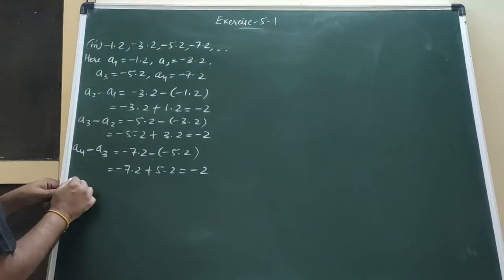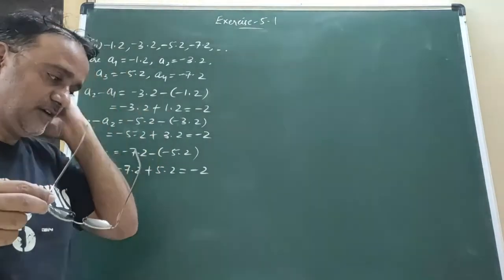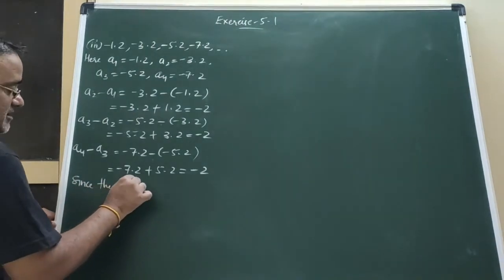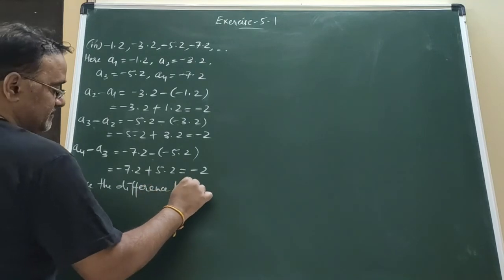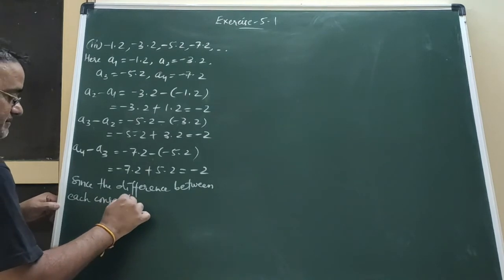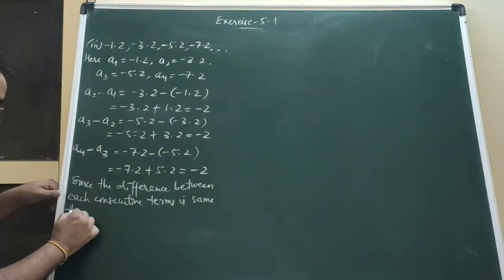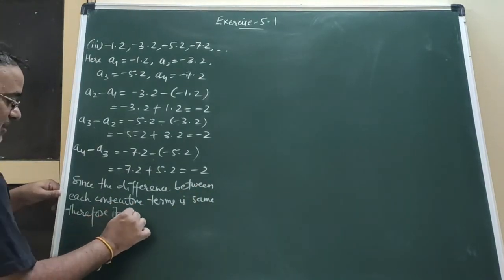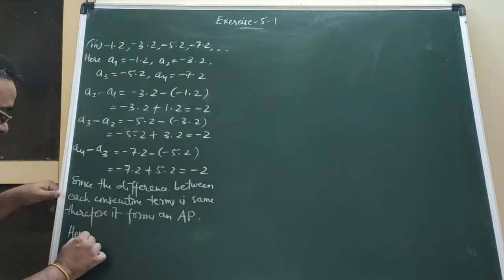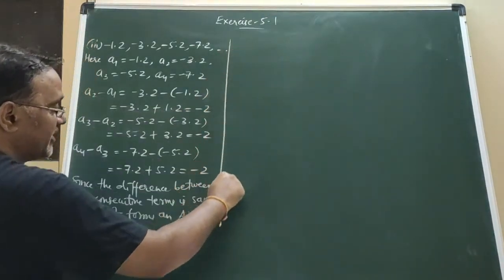Okay. Now how will we write? Since the difference between each consecutive terms is same, therefore it forms an AP. So now we have to write D. Same as before, minus 2. Now the next 3 terms we have to write.